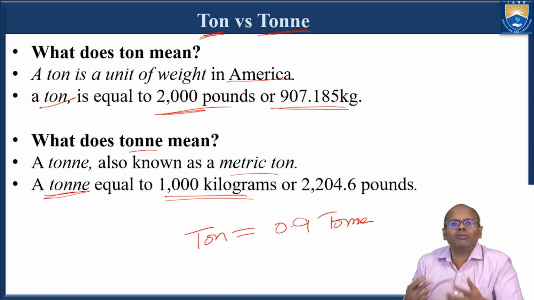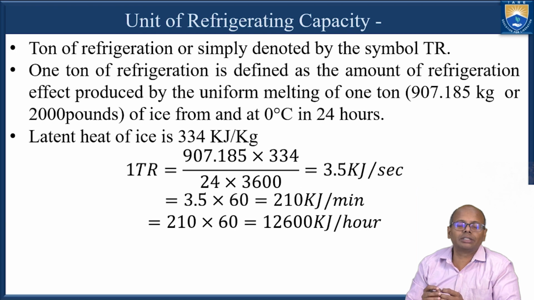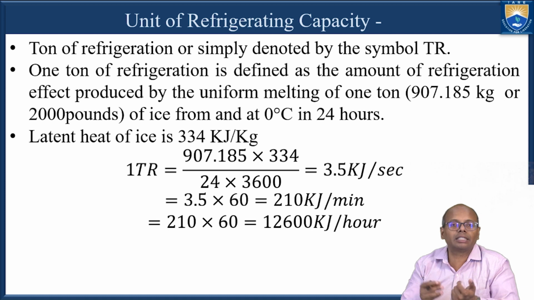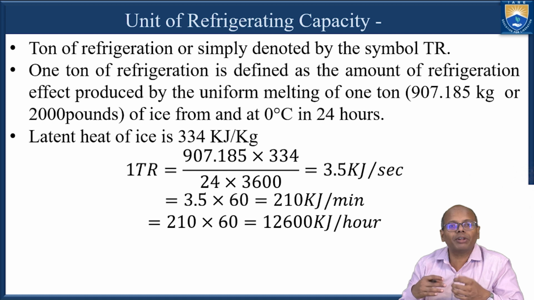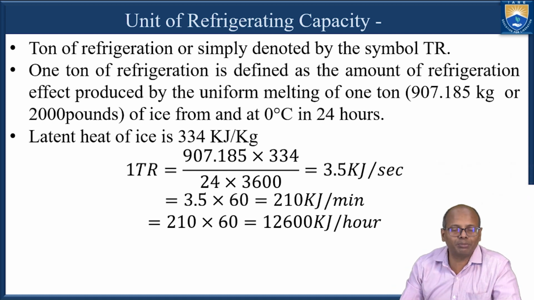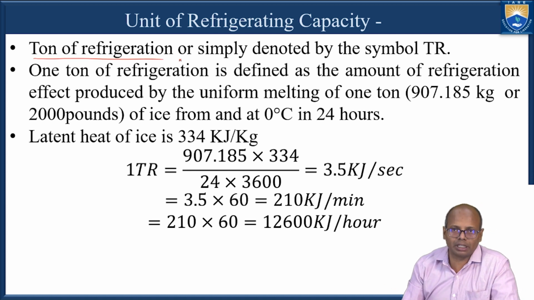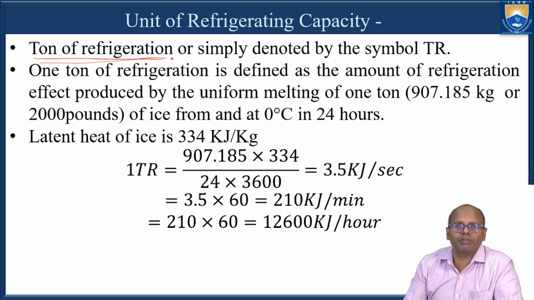Okay. Now why do we have to discuss this? There is something called ton of refrigeration, or unit of refrigeration capacity. Just like we have units for weight, pressure, density, all those things, we also have a unit for representing the refrigeration capacity of a refrigeration plant. That refrigeration capacity is given by the ton of refrigeration. In America, they use the ton of refrigeration, represented by TR.